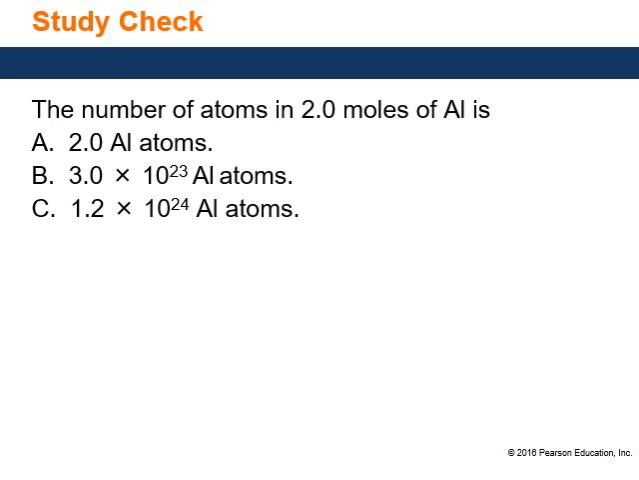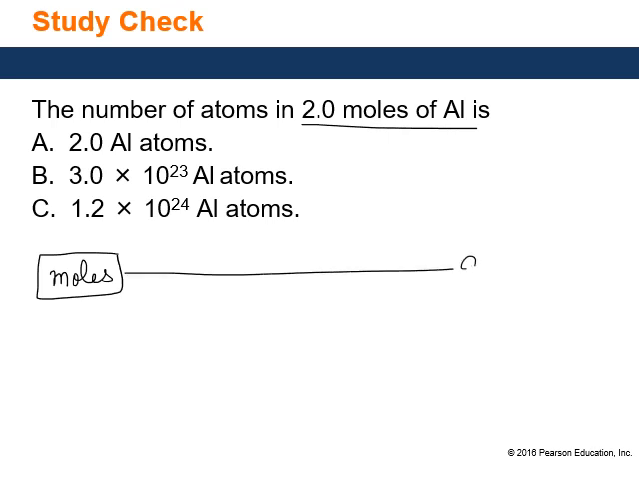For example, the number of atoms in 2.0 moles of aluminum is what? What's given to us is moles. So we'll go back to our approach of dimensional analysis. What is given to us is 2 moles of aluminum. So I have moles of aluminum. The question is asking how many atoms of aluminum do you have?